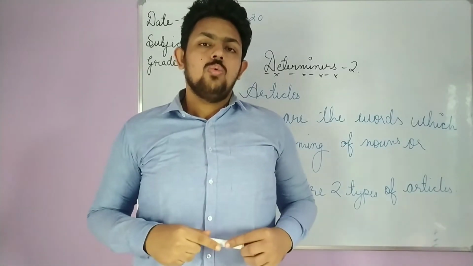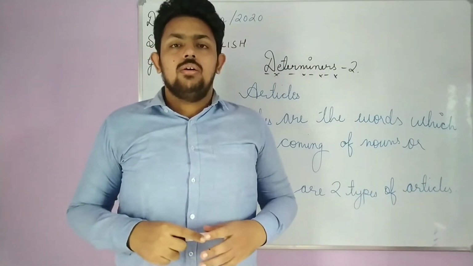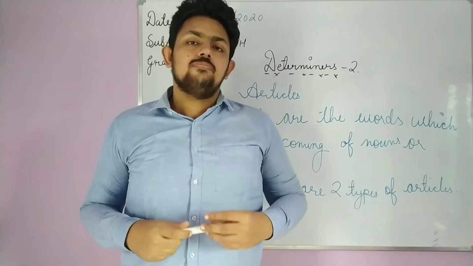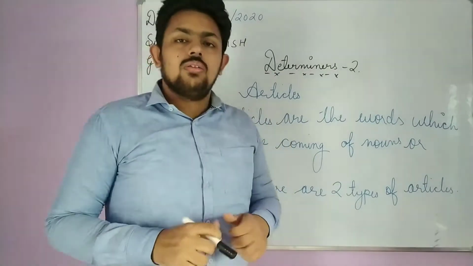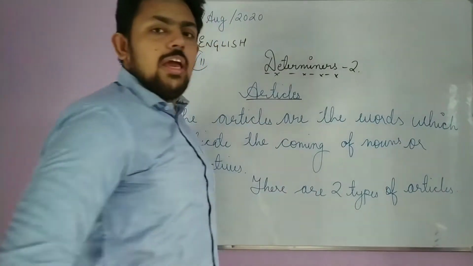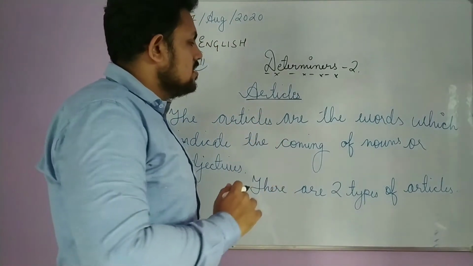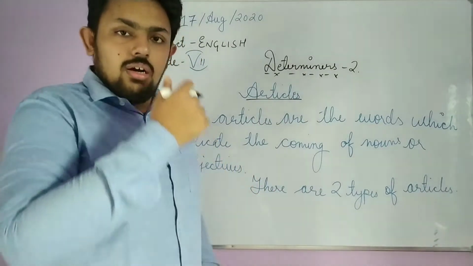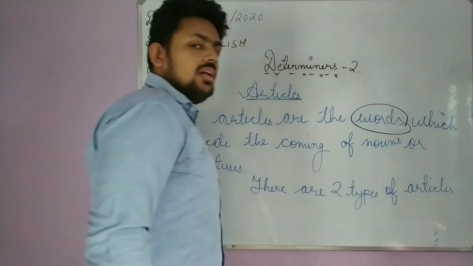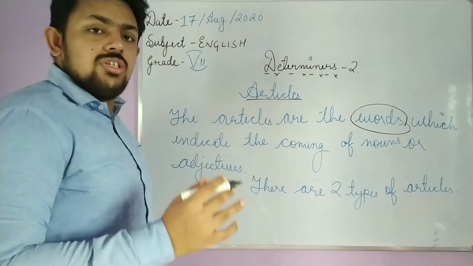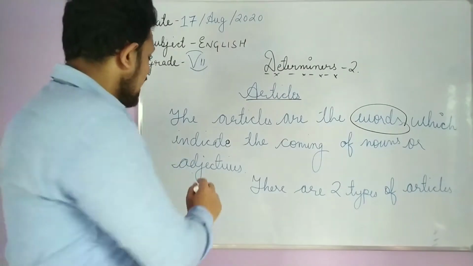This is part 2 of your chapter Determiners. We are going to see what articles are in this particular video, and then we will do the exercises. So let's see the articles. The topic for us to study is articles. Like all the grammar items, articles are also words. These are the words which indicate the coming of nouns or adjectives.